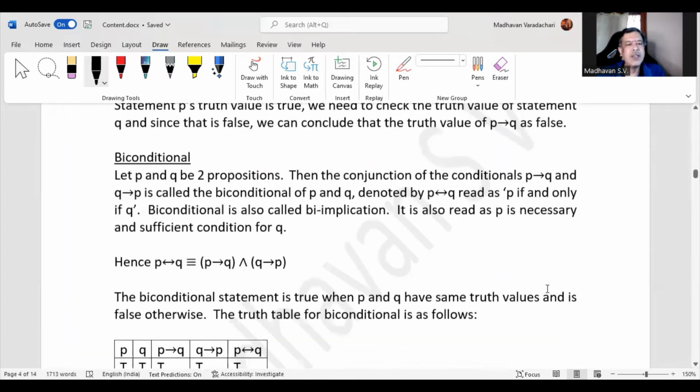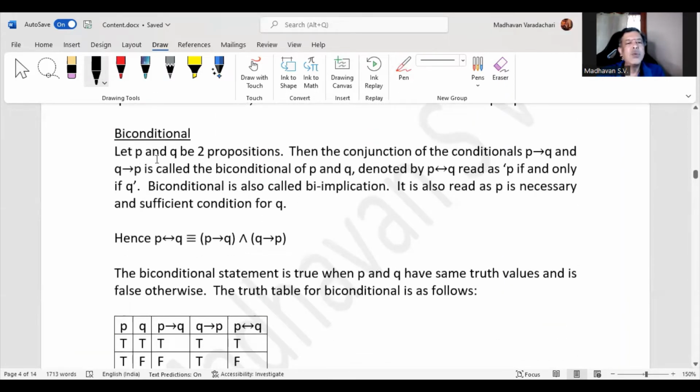Next, biconditional. Let P and Q be two propositions, then the conjunction of the conditionals P implies Q and Q implies P is called the biconditional of P and Q, denoted by P, with arrows on both sides, then Q, read as P if and only if Q. Biconditional is also called bi-implication. It is also read as P is necessary and sufficient condition for Q.